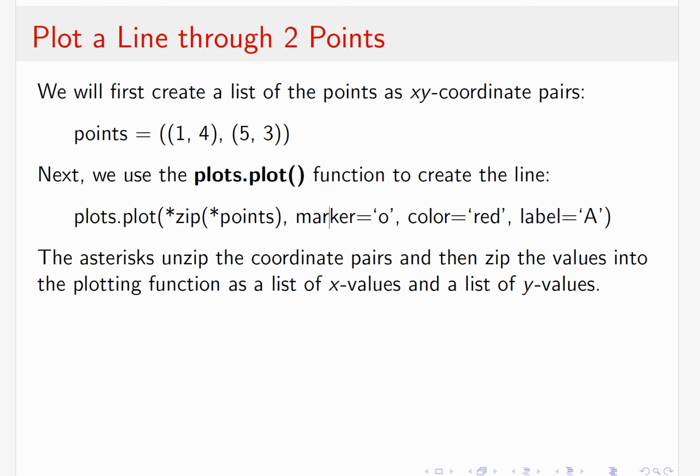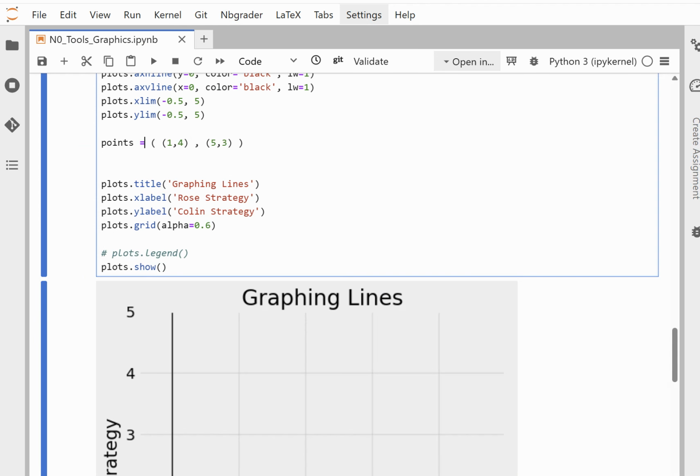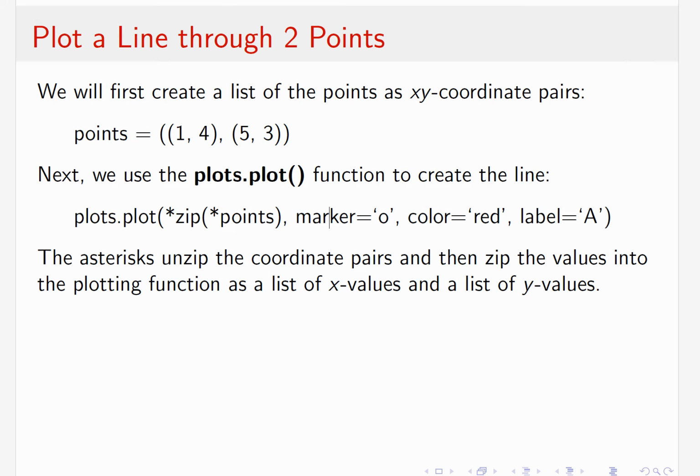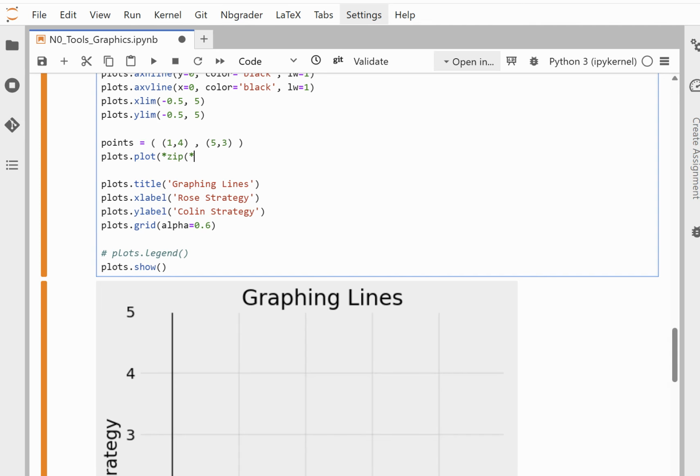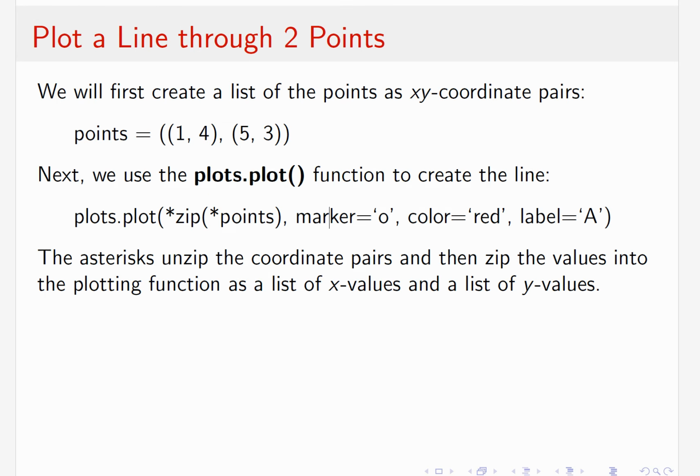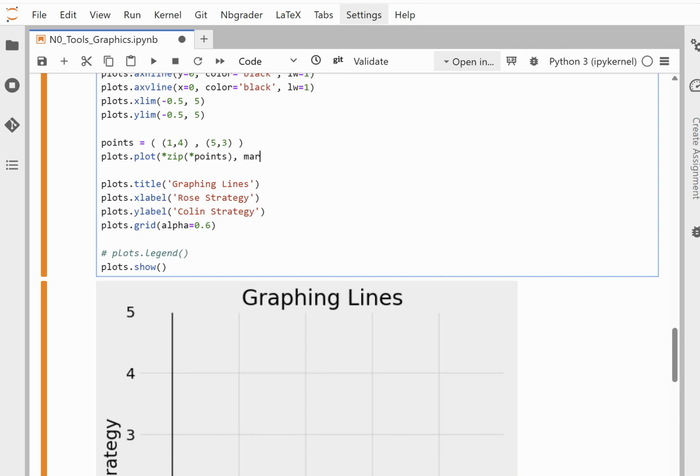So plots.plot, and it's going to take me a second to get all of this typed in. Okay, so plots.plot, and we're going to do asterisk zip, and then asterisk points, right? So we're unzipping the points list, right? And now we're adding the options, right? So we're going to do marker, color, and label. So marker equals, color equals, and label equals, let's call it rose at the moment. I don't know what we'll need. I'm going to close that parentheses and go back. Marker, remember, is going to be lowercase o.